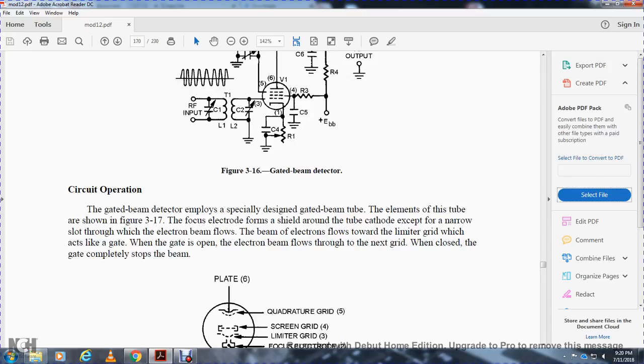Circuit operation. The gated beam detector employs a specially designed gated beam limiter tube, shown in figure 317. The focus electrode forms a shield around the tube's cathode, except for a narrow edge slot where the electron beam flows.